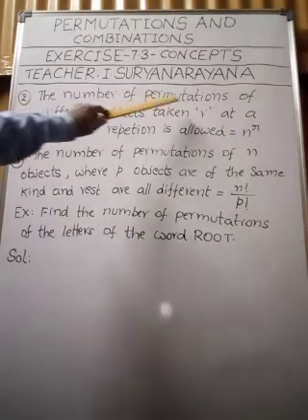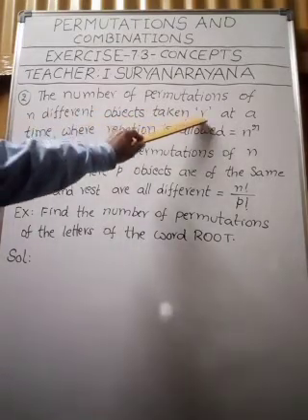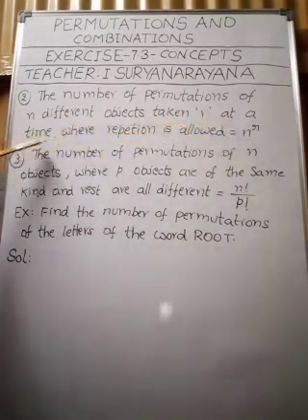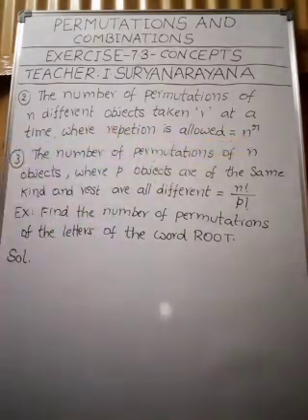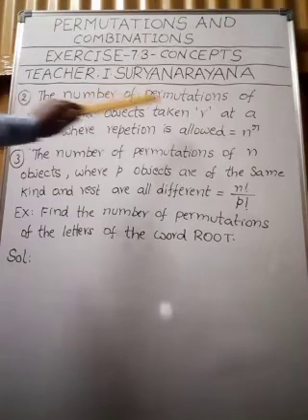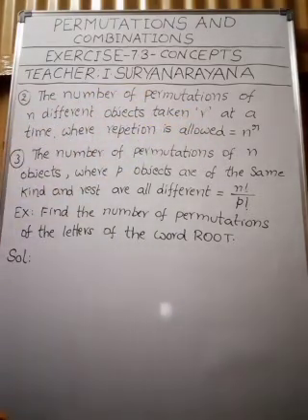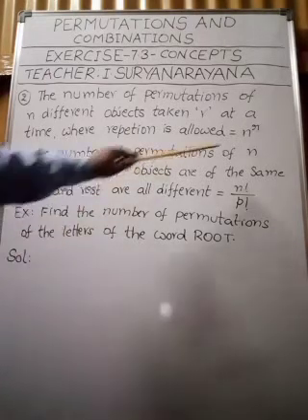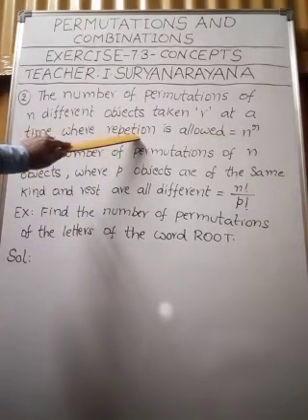Now come to the next point. The number of permutations of n different objects taken r objects at a time when repetition is allowed is equal to n to the power of r. Here n different objects are there. Out of these n different objects, we have to take only r objects. How many permutations, how many arrangements can be done? n to the power of r, because repetition of the objects is allowed.